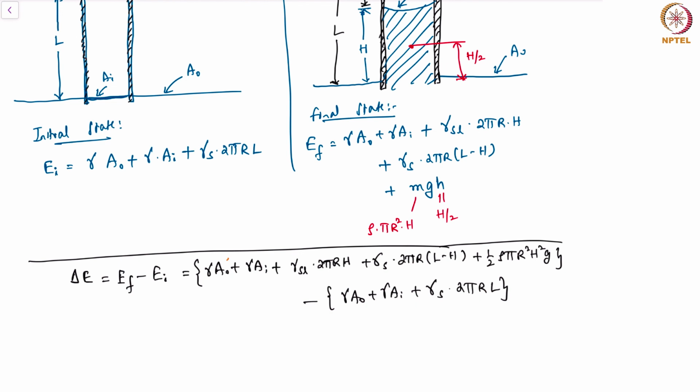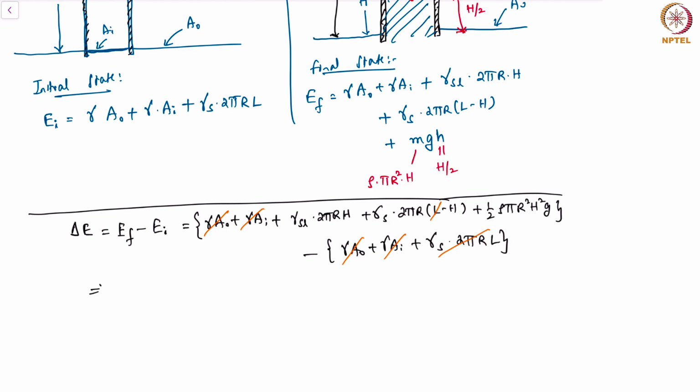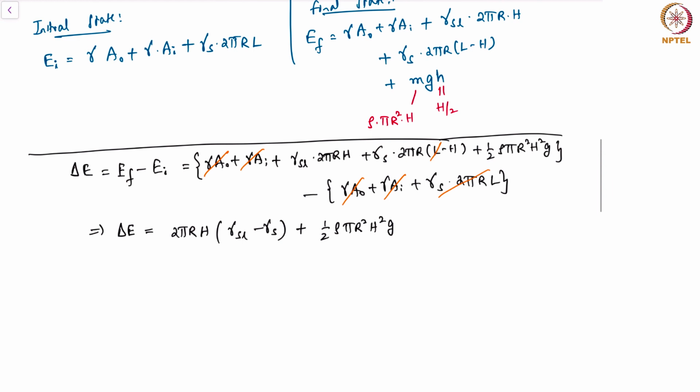Now a few things can be straight away cancelled. The area outside does not matter. There is no change to the area of the meniscus before and after. The contribution of the solid also will cancel out: gamma S times 2 pi RL will cancel out. And what we now have is that delta E essentially becomes 2 pi RH multiplied by gamma SL minus gamma S, plus half rho pi r square h square into g. This is basically what I have here, right?